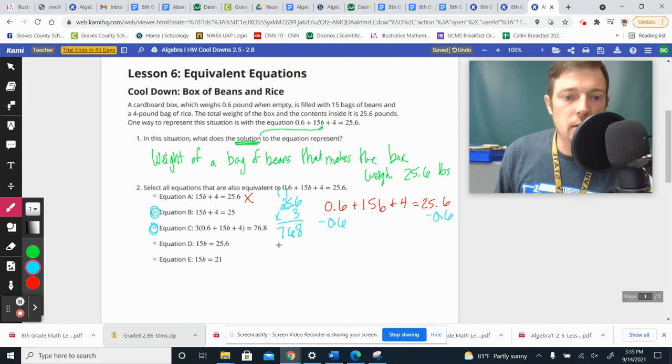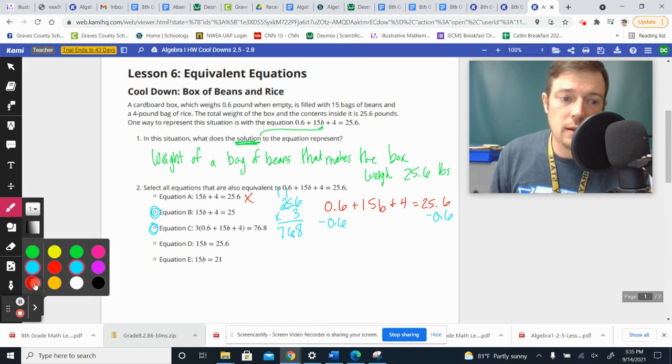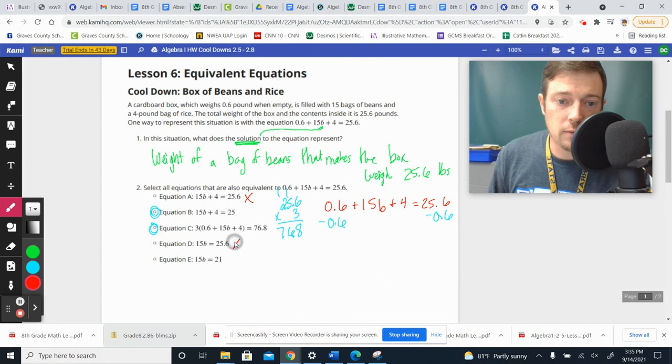All right, let's look at D here. It looks like they have completely dropped the 0.6 and the 4, leaving only 15b remaining. But the right side of the equation has not changed. Well, if you're going to take stuff off from one side, it should affect the other side because you're losing that weight from the left. You should lose it from the right. And so without that, I'm going to say that this is a non-equal one because of that.